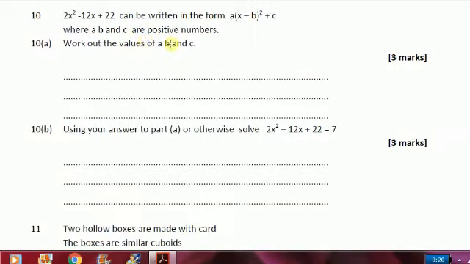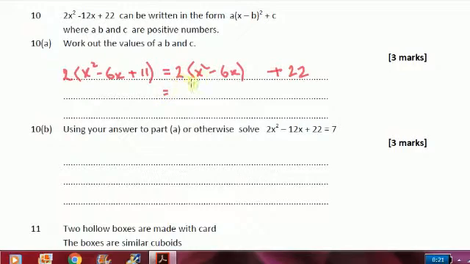Question 10. There's 2x squared minus 12x plus 22 can be written in this form, where a and b and c are positive integers. Work out a, b and c. So I take a factor of 2 outside. I get this. Now that's not really what I want, because I want to get it as a number times a bracket squared. Now I think I'll be better off if I just have the x squared minus 6x inside the bracket, and the 2 times 11, I'll leave that as 22 outside the bracket, because this is called completing the square.